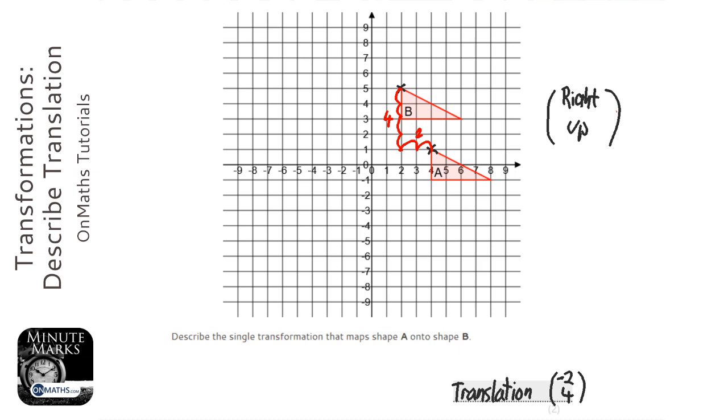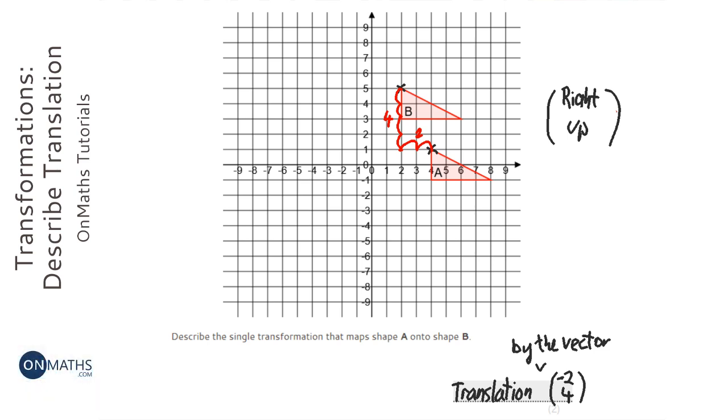And that's it. And you could write translation by the vector, so we could put that in this bit here. But I've not seen that on any mark schemes. I think if you've got translation and the brackets, that's fine.